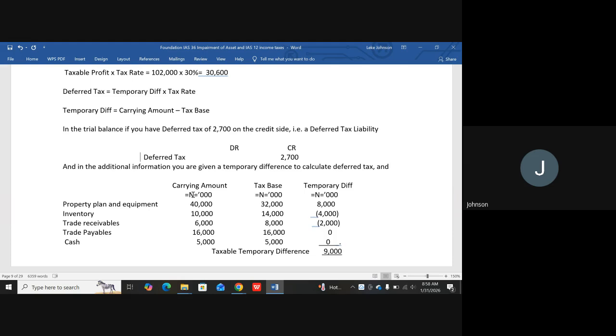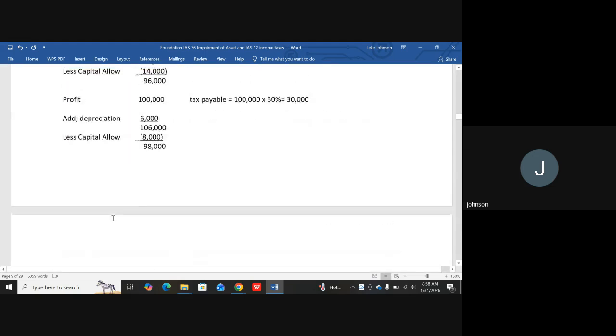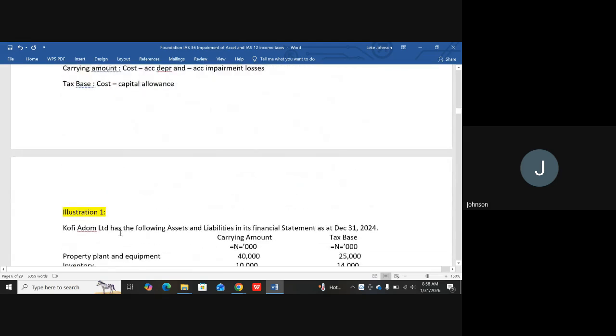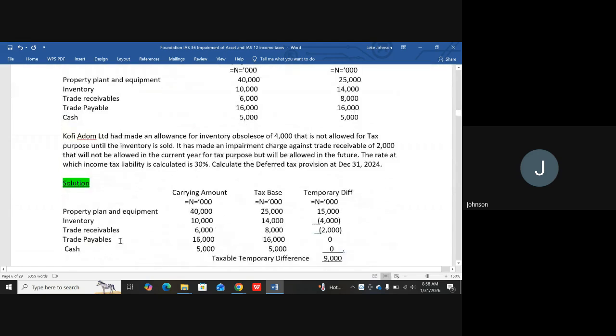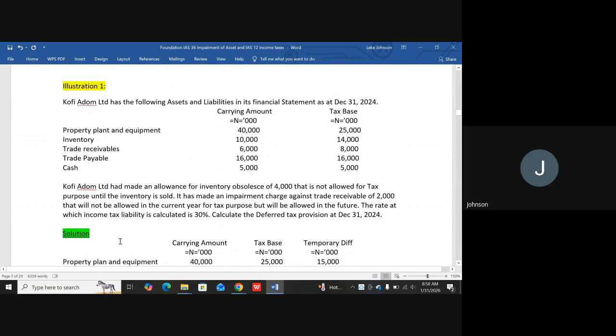So here now, they can give you a question. In that question, let's go and check that question that we are treating that made us pick this information. So no, not this one. I think, is it this one? I think so. Okay, so let's quickly look at this one. They say, Kofia Dome Limited has the following assets and liabilities.